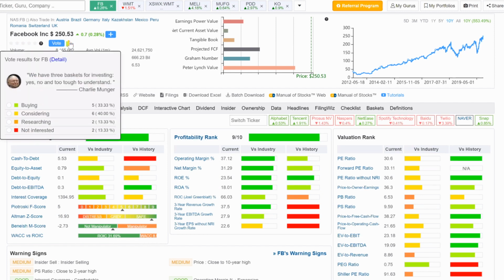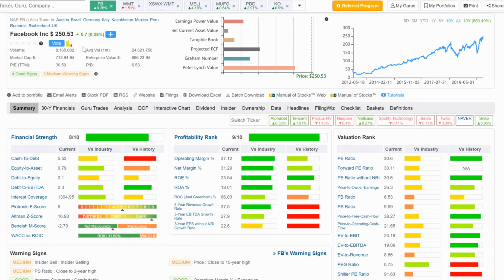You can see we have 4 baskets here: buying, considering, researching, and not interested. The reason we have a not interested there is because some investors are just not interested in some types of companies, no matter what, no matter how the valuation is. So that's why we have a not interested here.